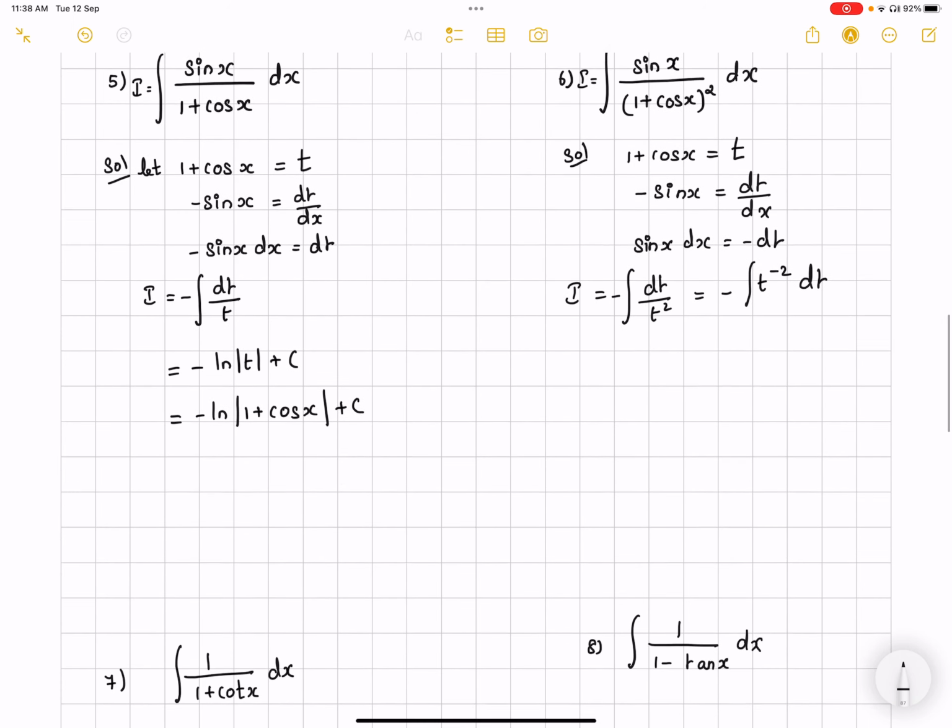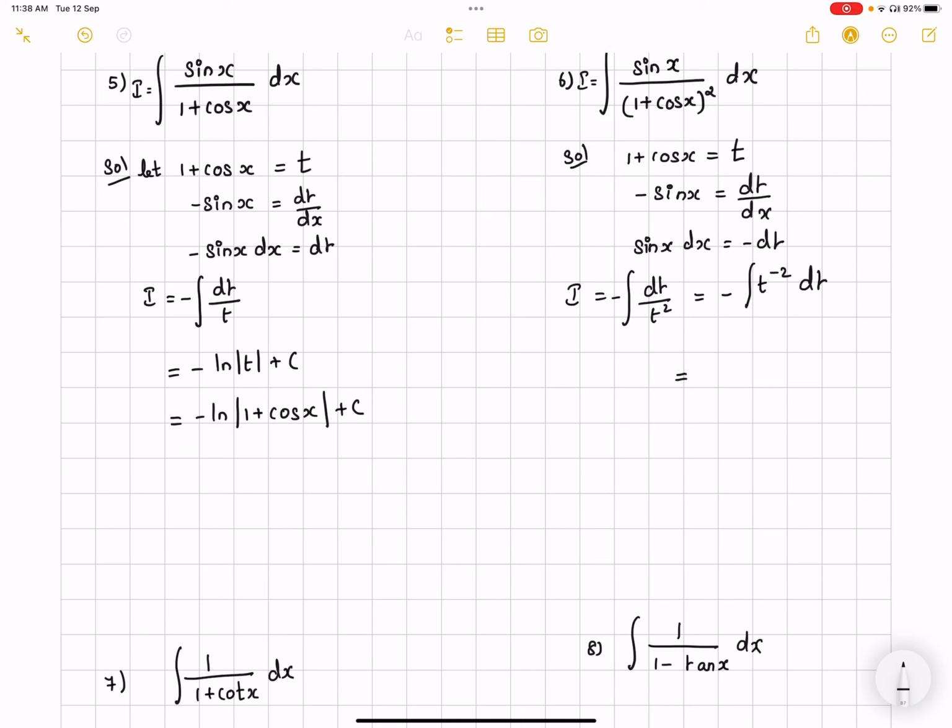Okay. Now, when we integrate it, I would be getting minus t to the power minus 2 plus 1 divided by minus 2 plus 1. So I would be getting minus t to the power minus 1, which is 1 by t, and here I would be having 1, and one more negative that becomes positive. So plus c. So what is my t actually? t is 1 plus cos x, plus c. That's it.